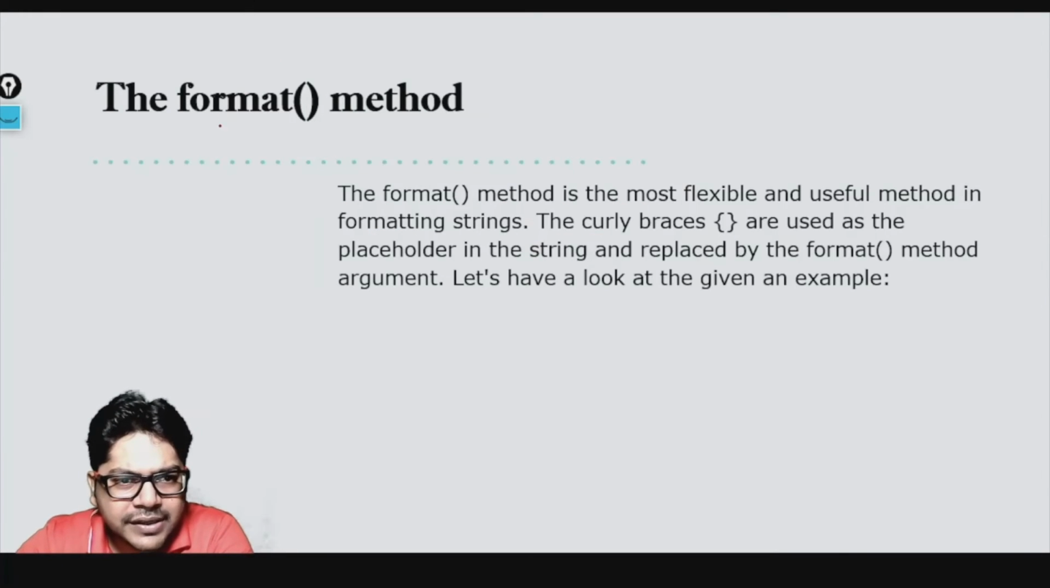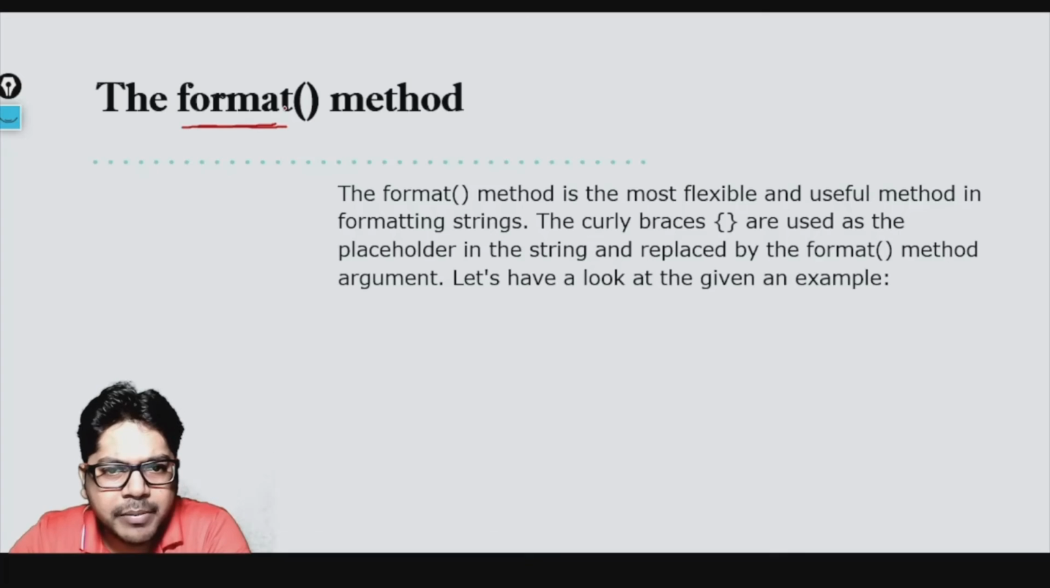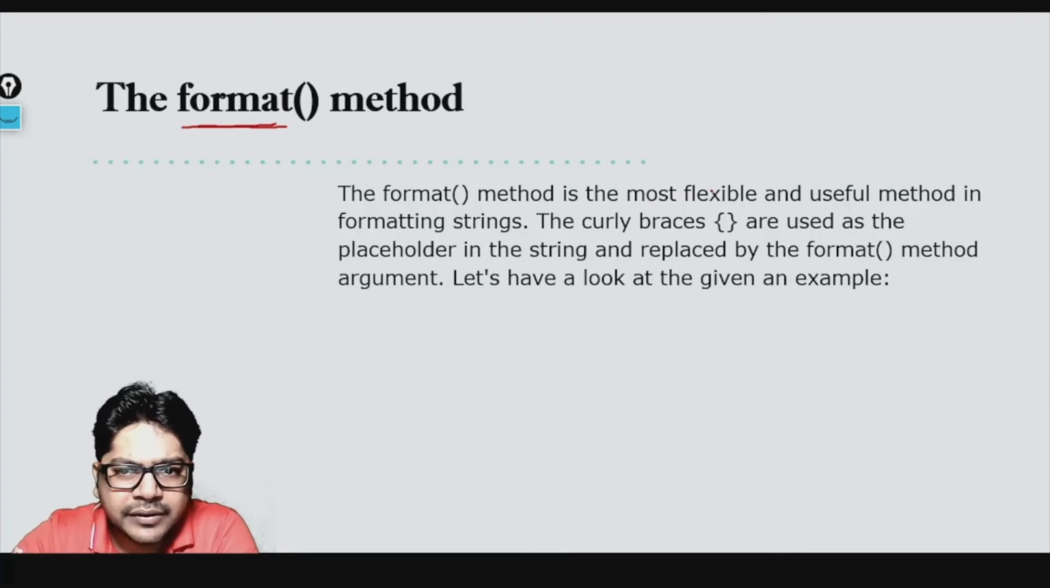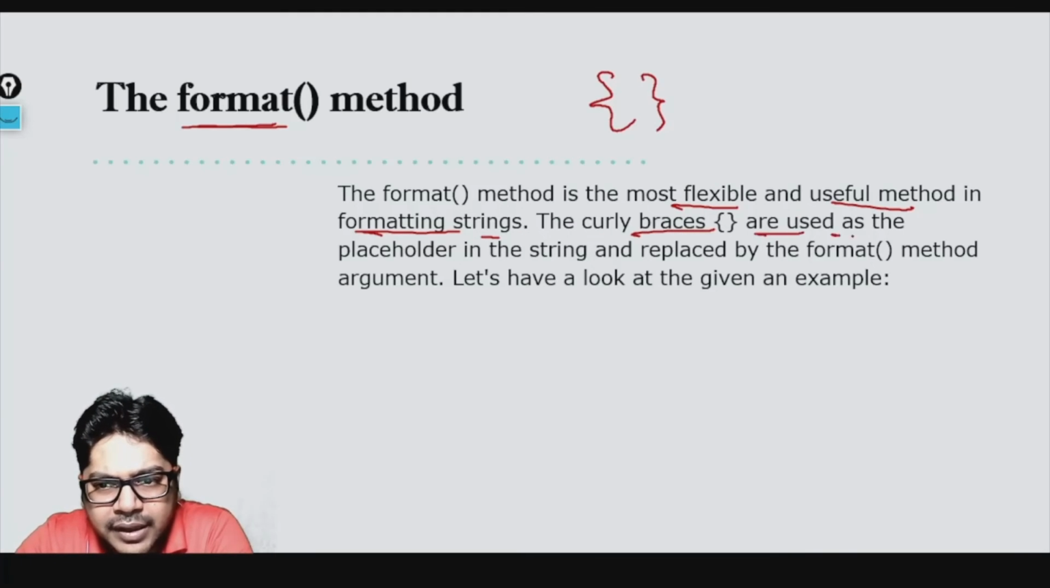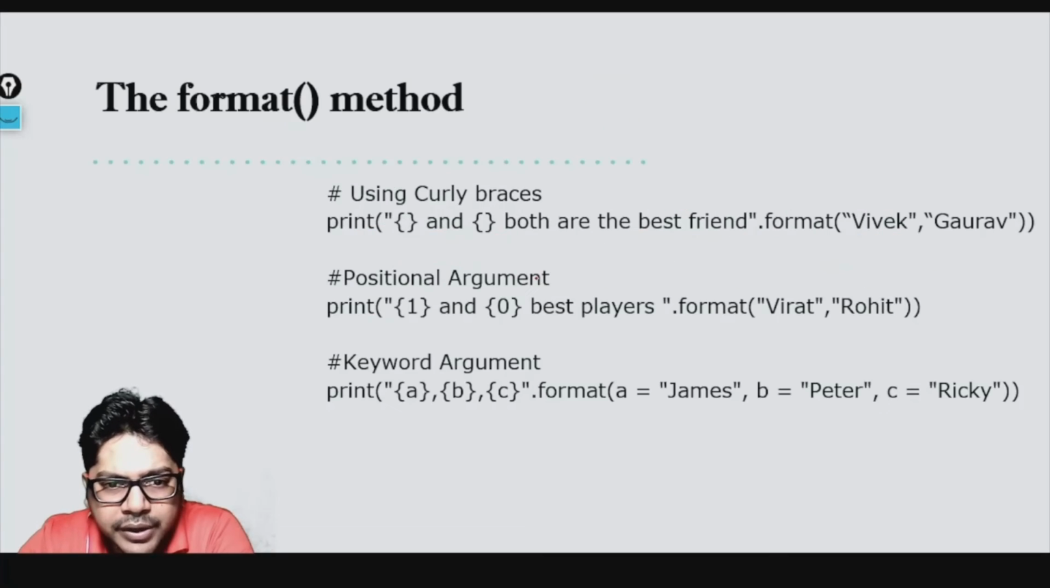Okay, now the next is the format method. So what is the format method? The format method is the most flexible and useful method in formatting a string. The curly braces play a very important role in this. The curly braces are used as placeholders in the string and are replaced by the format method arguments. Have a look here. So here you give two curly braces. Basically you give a placeholder, an empty box that you created. So curly braces and curly braces both are the best friends.